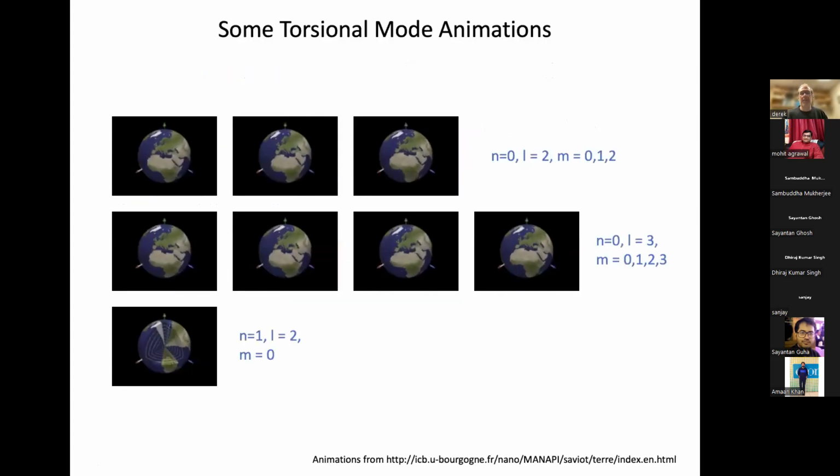Here are some examples of torsional modes. So this is N equals 0, L equals 2, M equals 0, M equals 1, M equals 2. This is N equals 0, L equals 3, M equals 0, 1, 2, and 3. And this is N equals 1, L equals 2, and M equals 0. You can see even in this one here that the core is moving back and forth. So basically, when we have a large earthquake, the Earth rings like a bell, and we can measure that.